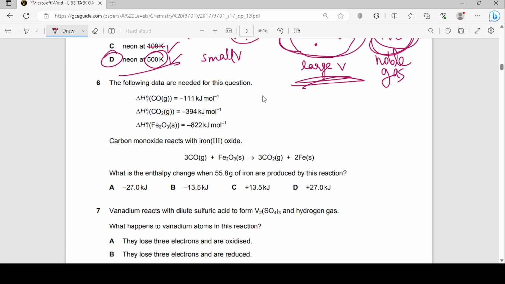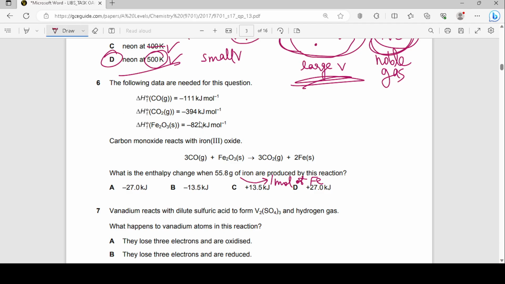The following data are needed for this question. They've given these enthalpy changes of formation. Carbon monoxide reacts with iron(III) oxide. What is the enthalpy change when 55.8 grams of iron are produced with this reaction? If you check the periodic table, the molar mass of iron is 55.8 grams per mole. So what they mean by 55.8 grams of iron is actually just 1 mole of Fe, 1 mole of iron. They're just saying it in a convoluted way to confuse you.